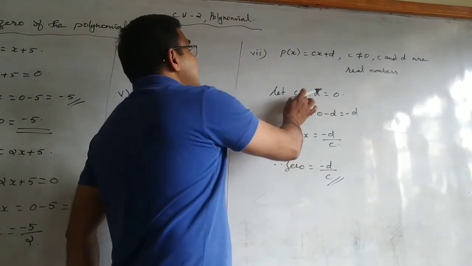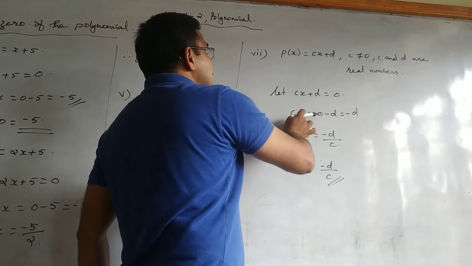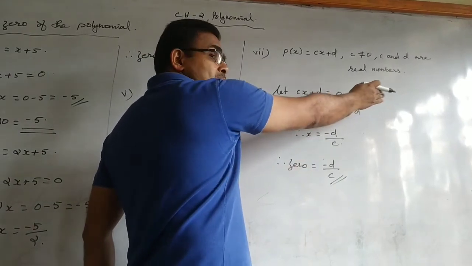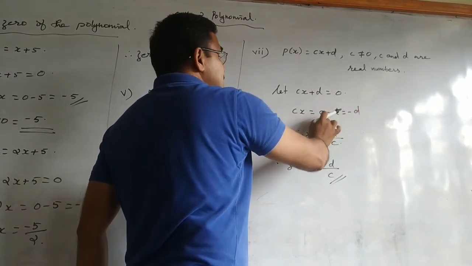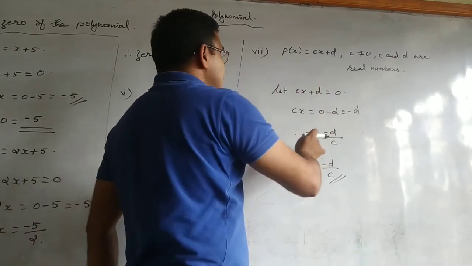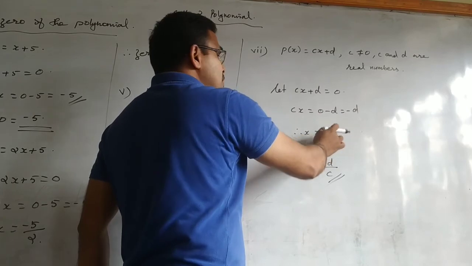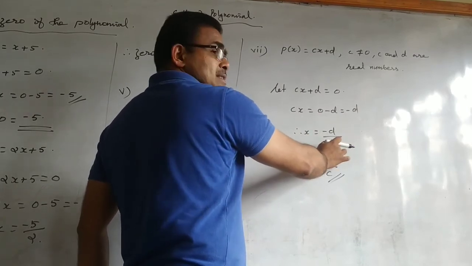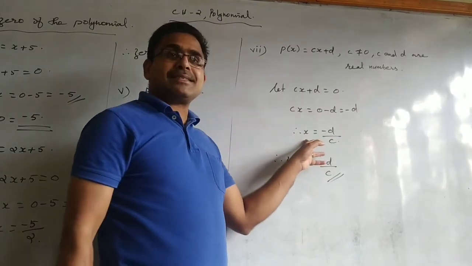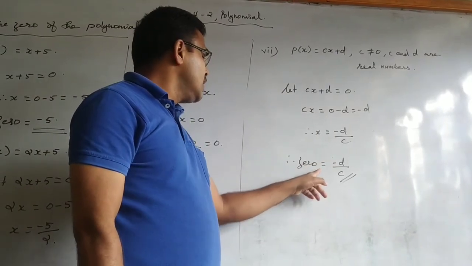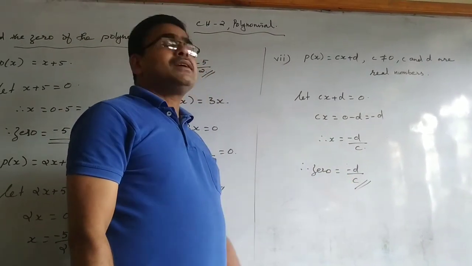See, let cx plus d equal to 0. Then cx equals, this plus d when we transpose to the right side becomes minus d. That is 0 minus d is equal to minus d. Then x equal to, c is multiplied here, so when we take it to the right side, it will be divided. x equal to minus d by c. We got the value of x, that is the zero of the polynomial. Therefore, zero equal to minus d by c.